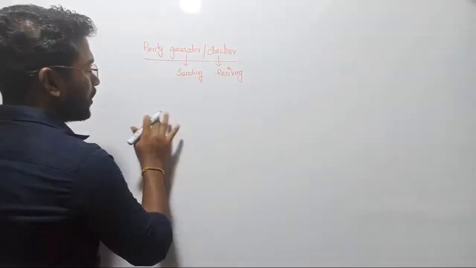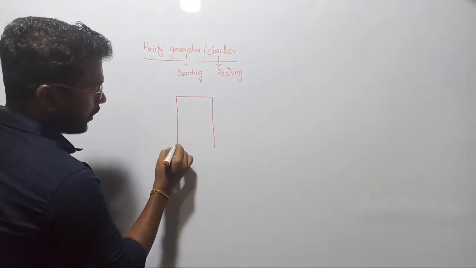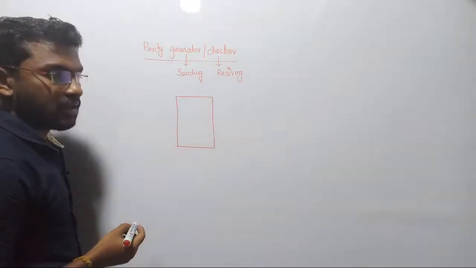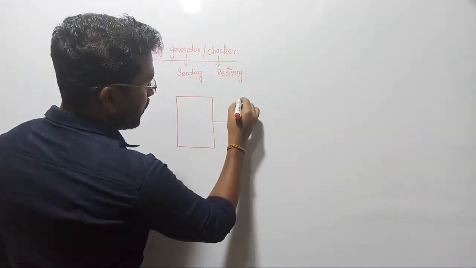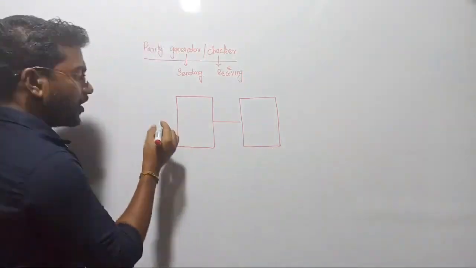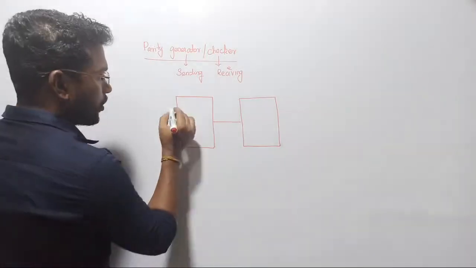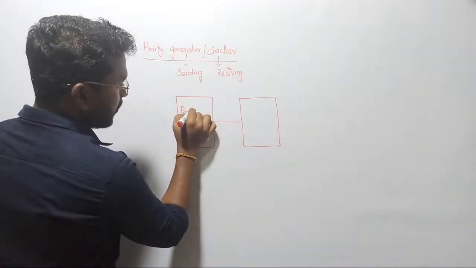For an example, let us consider a 3-bit input. Let me pass it through the parity generator and parity checker and see what happened. This is from the sending end, and assume this is our receiving end. We are only keeping our concentration on the parity generator and parity checker. I'm not going to discuss anything apart from that.